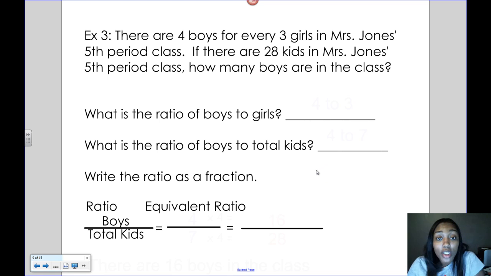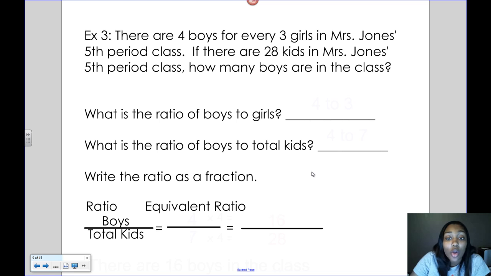So this is our next example. There are 4 boys for every 3 girls in Mrs. Jones' 5th period class. So 4 boys for every 3 girls. So if we were to group them, we have 4 boys in every group and we'd have 3 girls in every group. So if there are 28 kids in Mrs. Jones's 5th period class, how many boys are in the class?